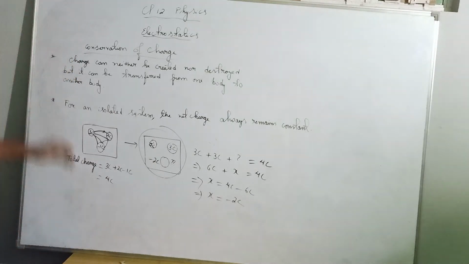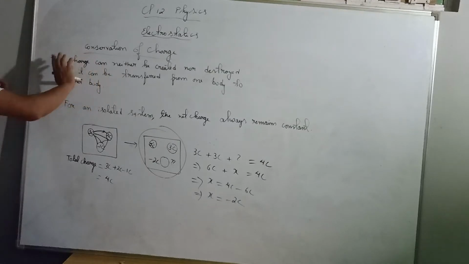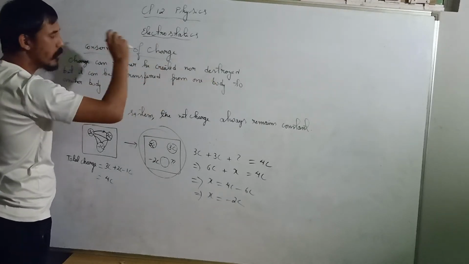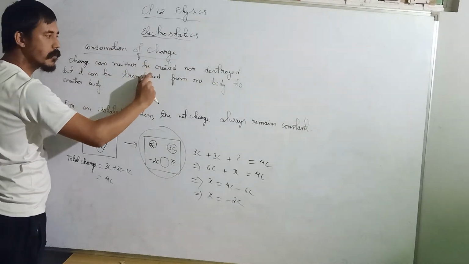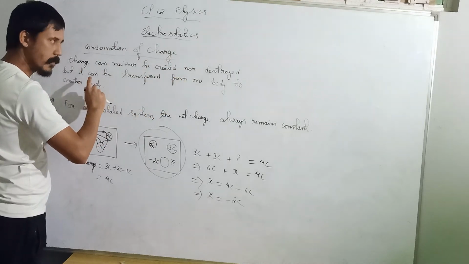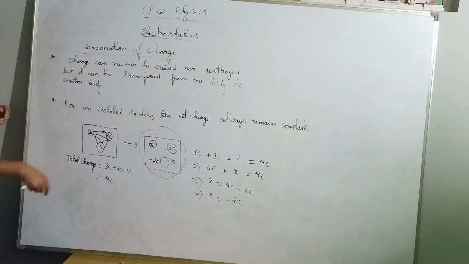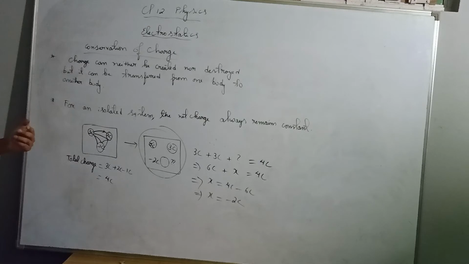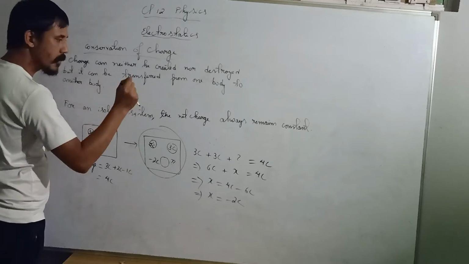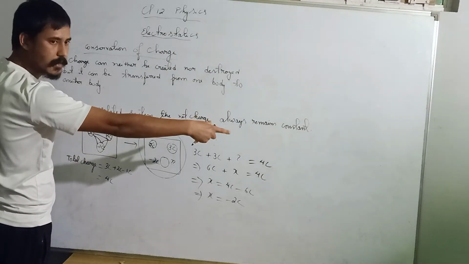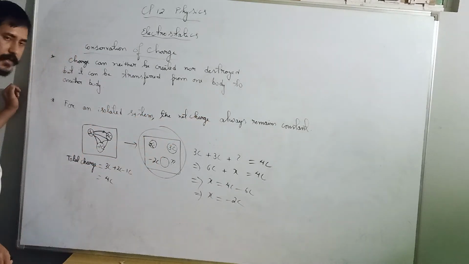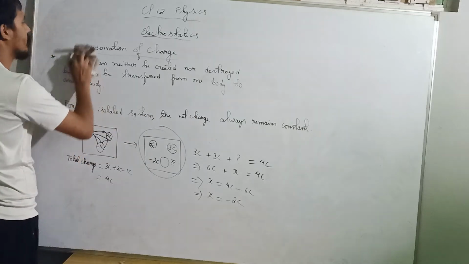So, the law of conservation of charge says that charge can neither be created nor destroyed, but it can only be transferred from one body to another. Later on, we will discuss how transfer of charge can take place, okay? And the second thing is, for an isolated system, the net charge always remains constant. So this is one of the examples. All right.